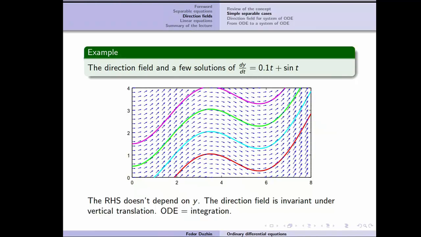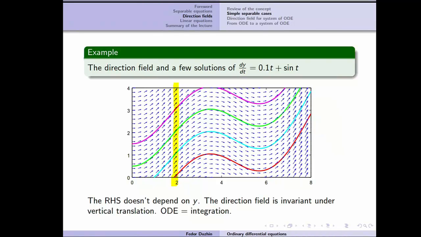Well, if the direction field does not have y in the right-hand side, it means that fixing t and changing y, we do not change the right-hand side. You can easily see it from the picture. For example, if you look at all these arrows along this whole vertical line, t equals 2, t is the same, but y changes. But changing y shouldn't change the right-hand side of the differential equation. So all the arrows along this line are exactly the same.